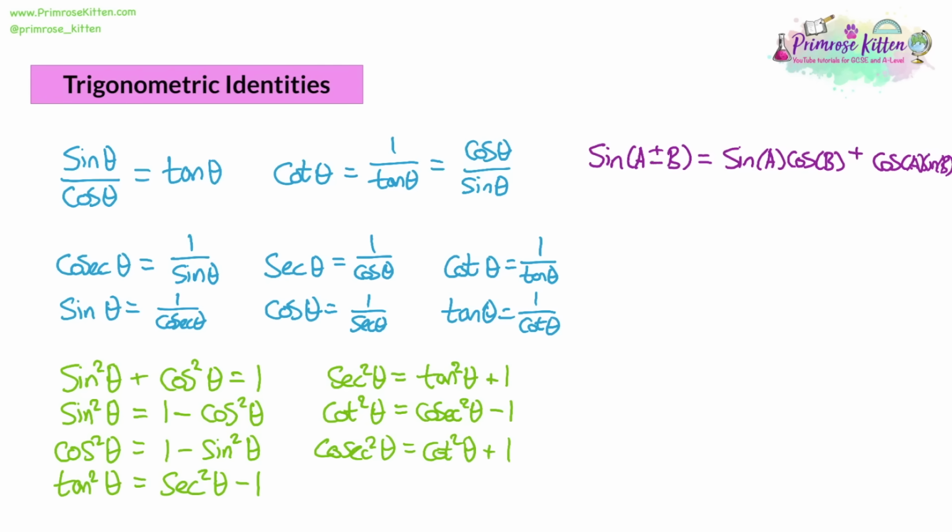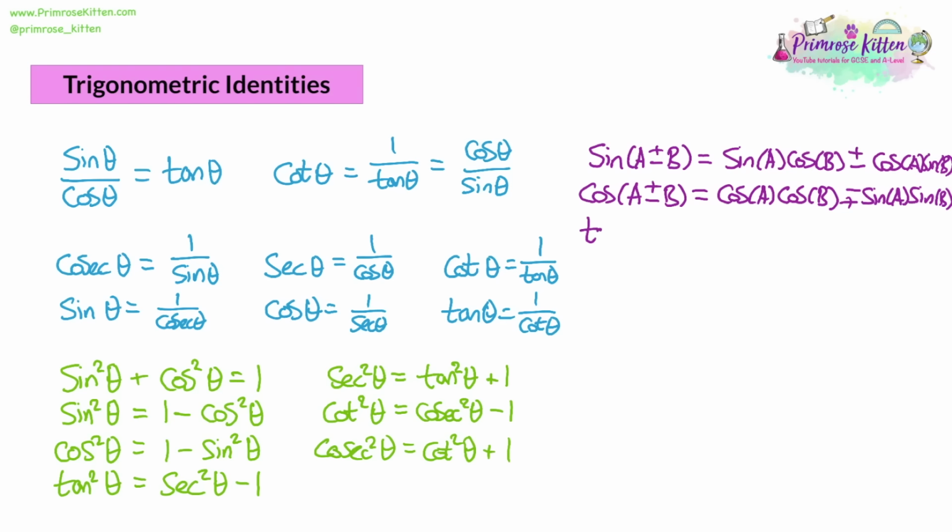And that works if you take away as well. There's a version for cos. The cos of A plus B is equal to the cos of A multiplied by the cos of B, take away, so it's the opposite sign, the sine of A multiplied by the sine of B. And then if you've taken away the angle, then you'd be adding the angles instead.